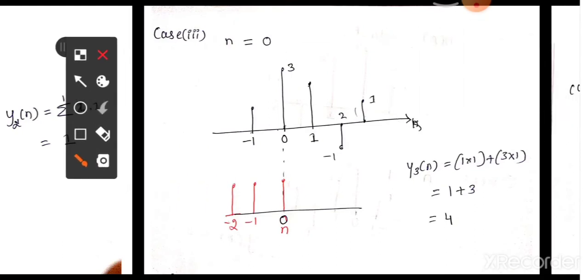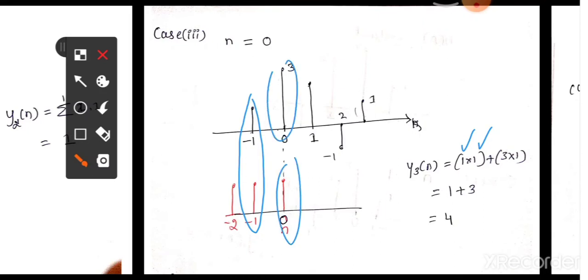Let's take those two values. First signal, which is this? That is magnitude only we have to take. 1 into 1, both the magnitudes are 1, 1. Plus this signal and this signal are overlapping. Plus its magnitude is 3 into its magnitude is 1. So 1 into 1 is 1, 3 into 1 is 3. So 1 plus 3 is 4. Y3 of n, that is when n is equal to 0, you have got y as 4.